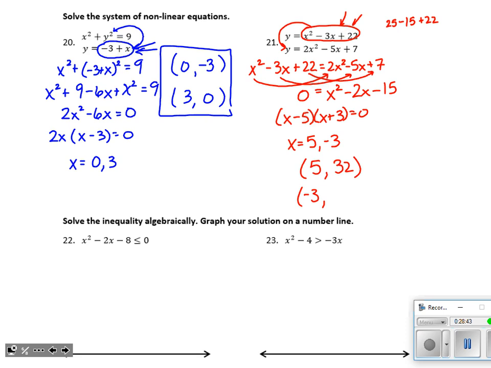If I plug in a negative 3, 2 times negative 3 squared. Well, negative 3 squared is positive 9, so that first term's an 18. And then negative 5 times negative 3 is positive 15, and then plus 7. So I get 33 plus 7, 40. Those should be my two solution points.